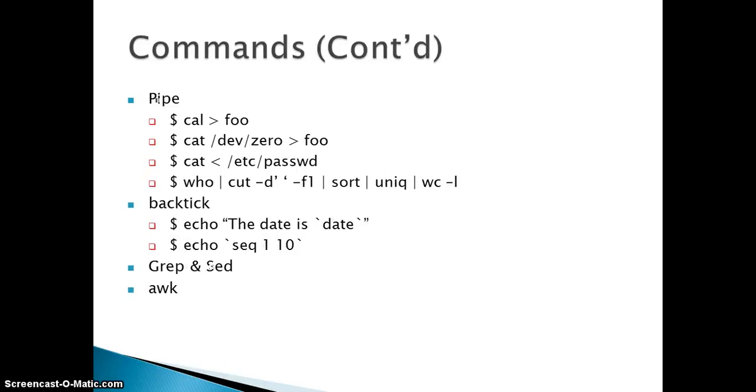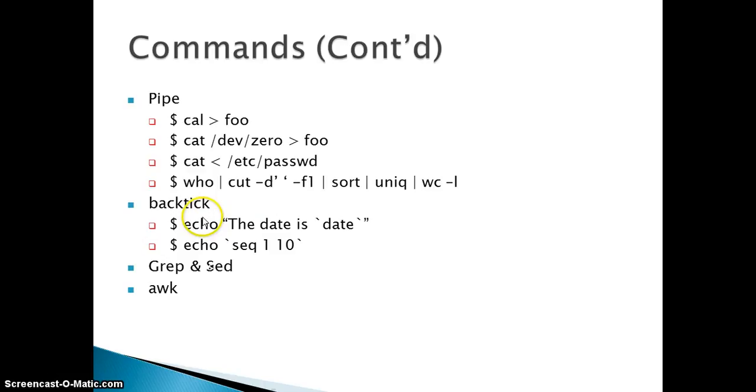We have something called pipe. Pipe is basically used to pass the output of one command as an input to another command. If you look here, the output of who will be piped in as an input to the cut command, and the output of the cut command is piped in as an input to sort, then uniq, and wc -l. We'll be seeing all these commands in detail later on.